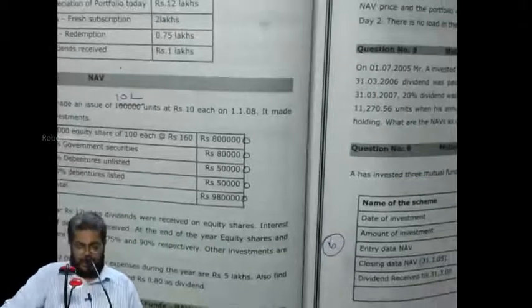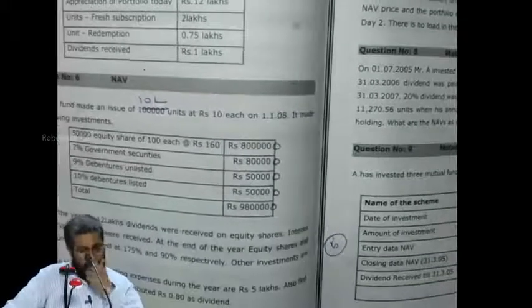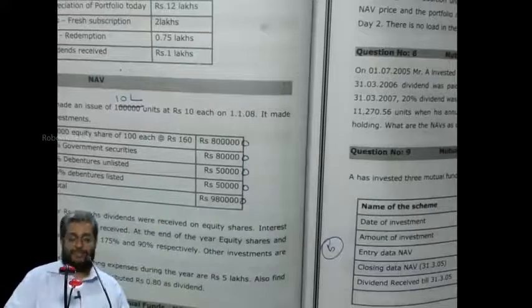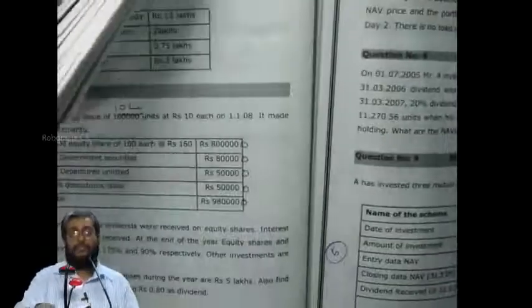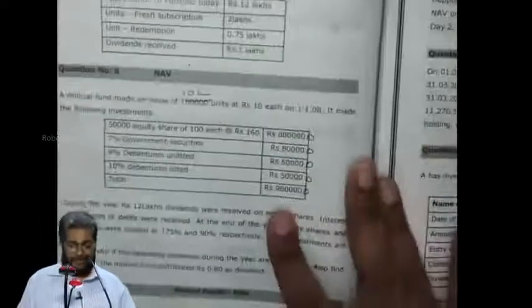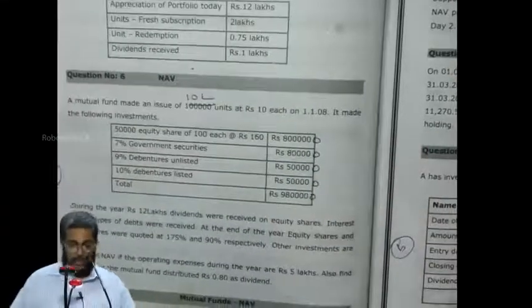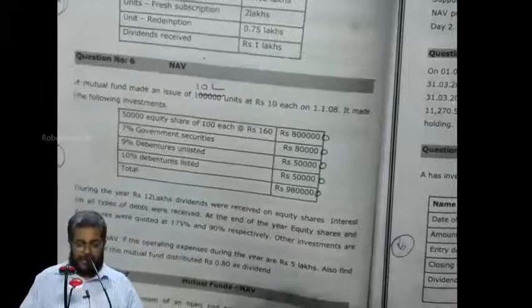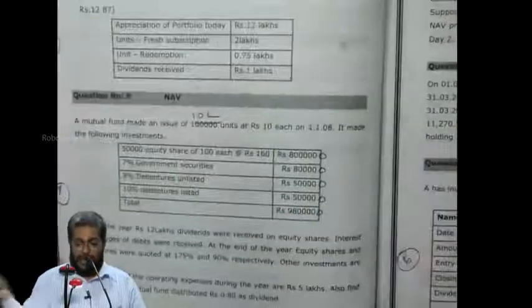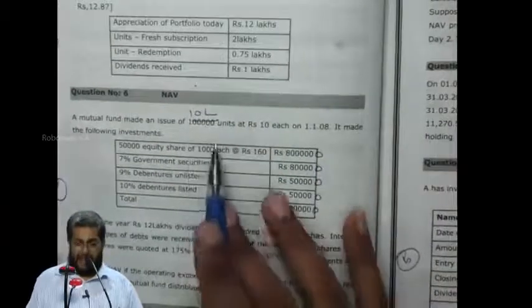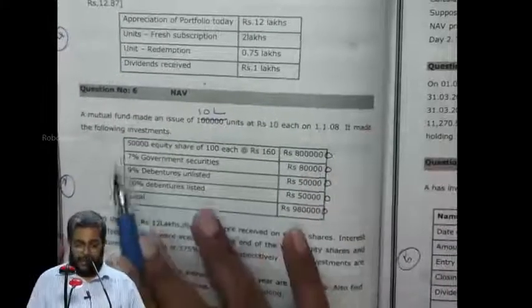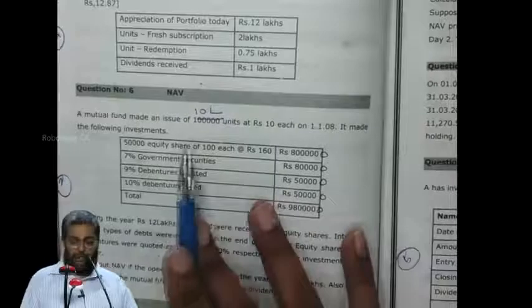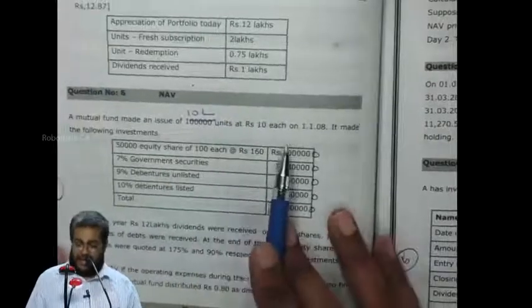Please take question number 6. A mutual fund has made an issue of 10 lakh units, not 1 lakh here, 10 lakh units. The 10 is less in the problem throughout. A mutual fund made an issue of 10 lakh units at 10 each.